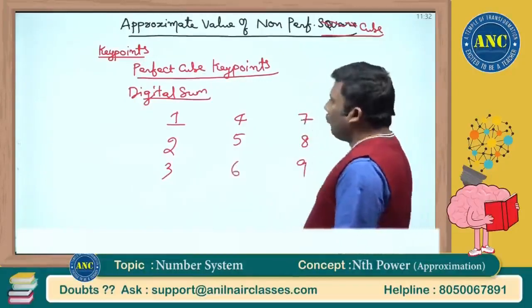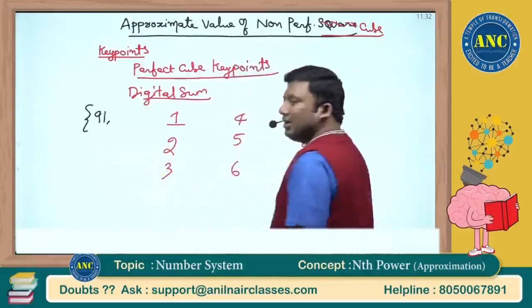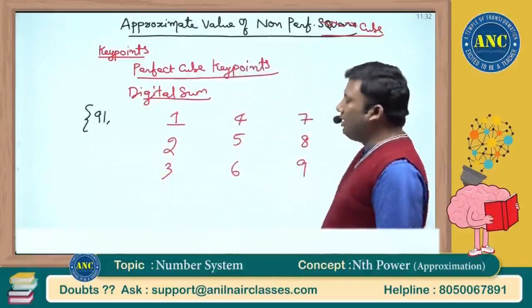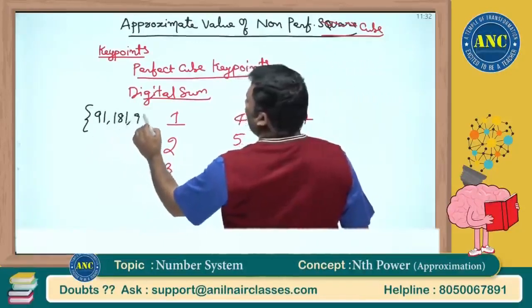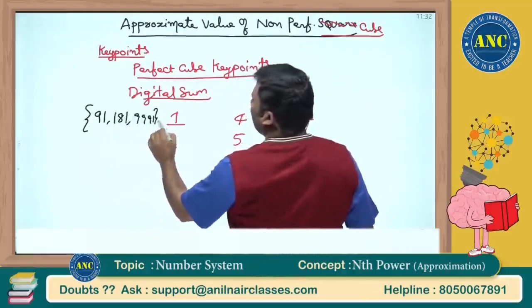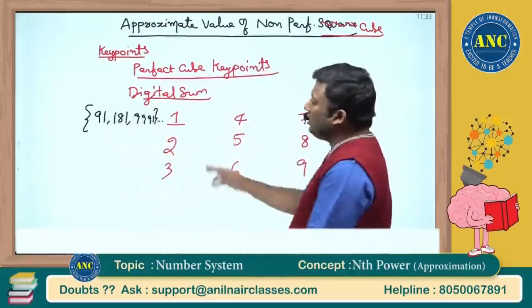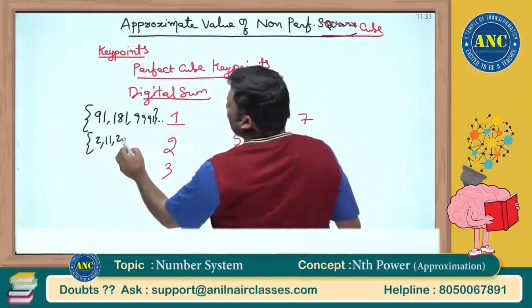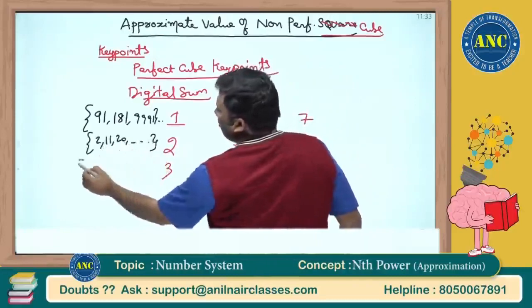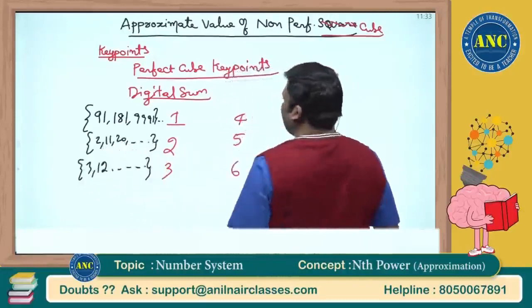Now see here. 91, if I take it, what is the sum of the digits? 9 plus 1 is 10. 10 is nothing but 1. 181, digital sum is 1. 991, digital sum is 1. I am taking the set of all the numbers whose digital sum is 1. I am taking the set of all the numbers whose digital sum is 2. I am taking the set of all the numbers whose digital sum is 3.